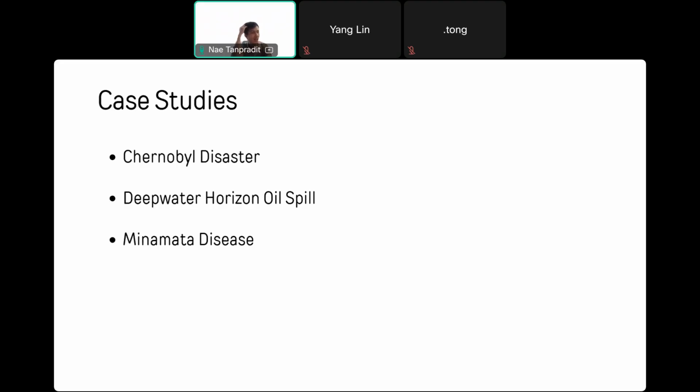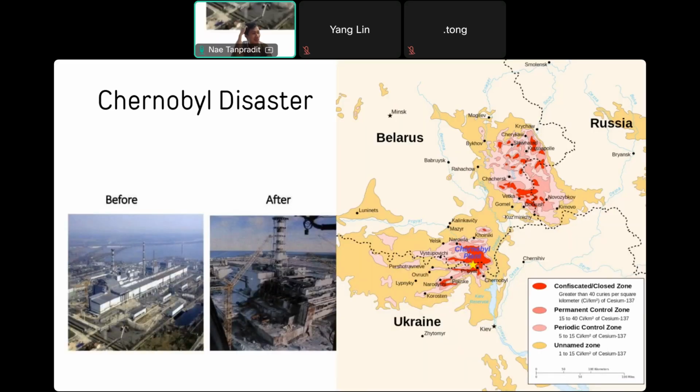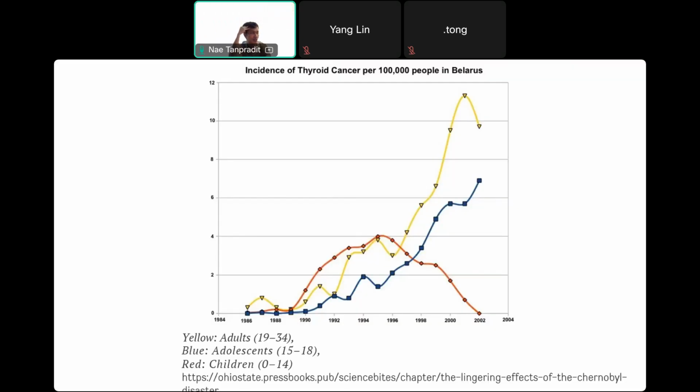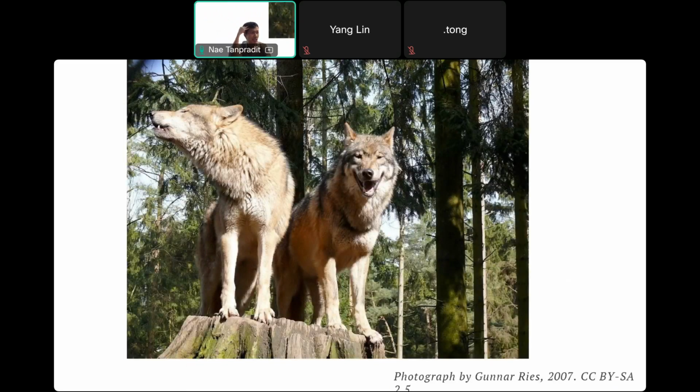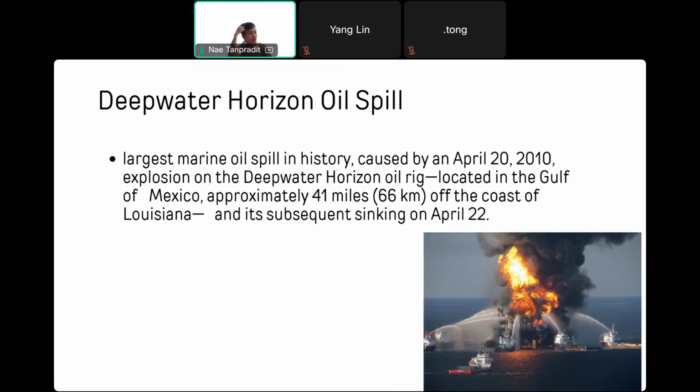Okay, skip to the case studies. No Minamata again. The Chernobyl disaster, we have talked about this. You see the before and after. This was the explosion of the core of the power plant, which released nuclear radioactive cesium. We have more thyroid cancer patients, and we have mutated animals that live in that area.